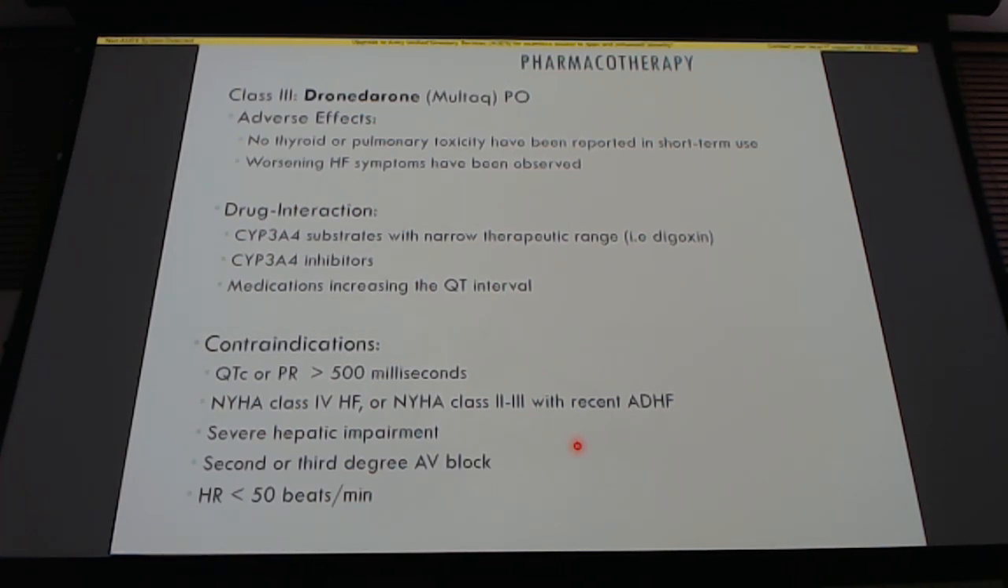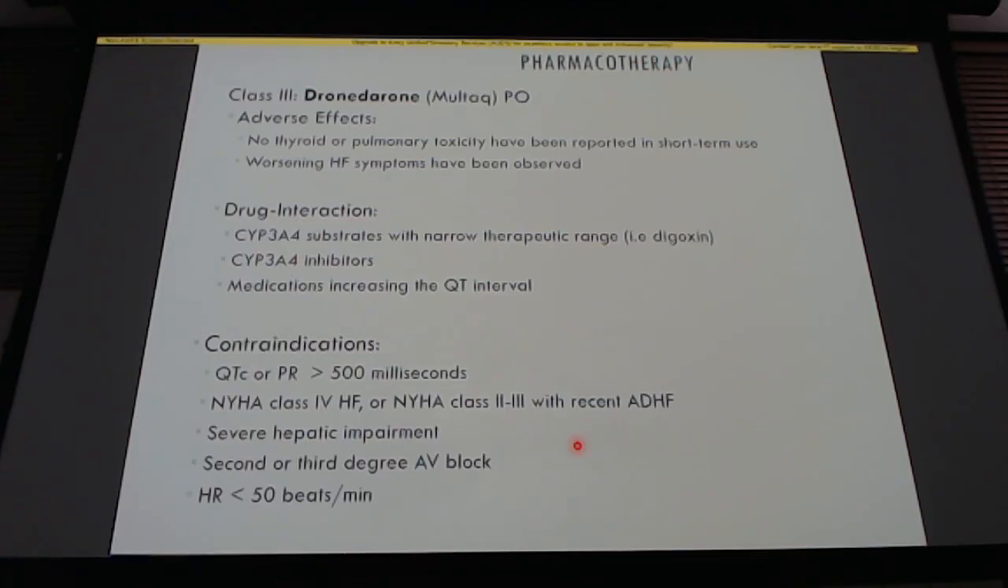Our interactions, just remember several interactions that we have, and that if we have something that is going to increase the QT interval, we can potentially make this a lot worse for those patients. So that's like an additive effect because it can worsen that QT prolongation as well. So our contraindications, if somebody already has a prolonged QT.